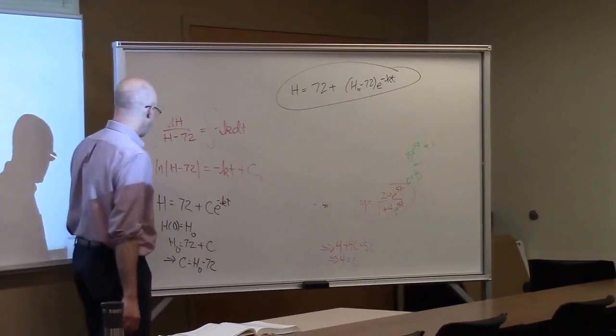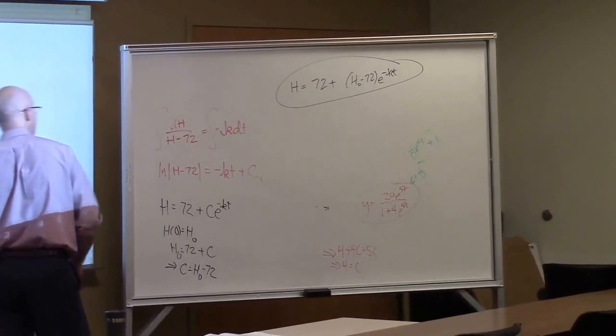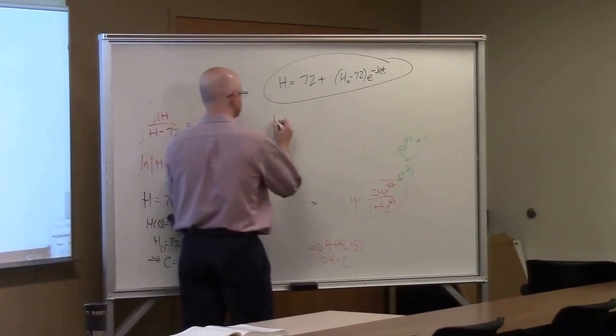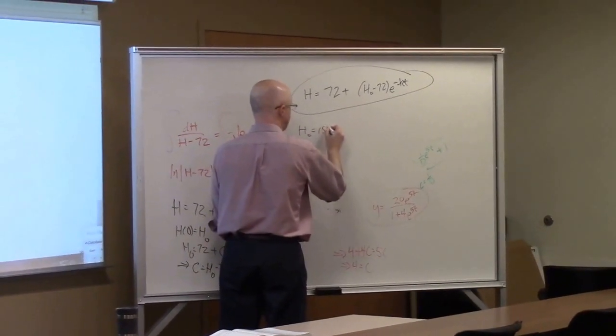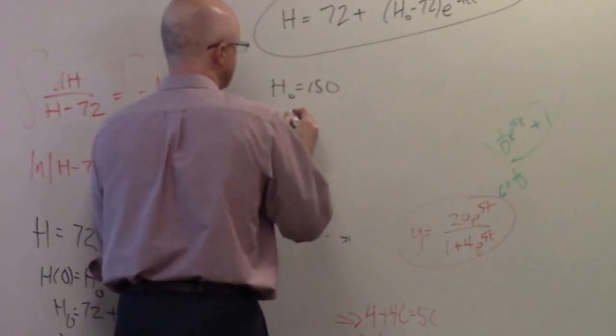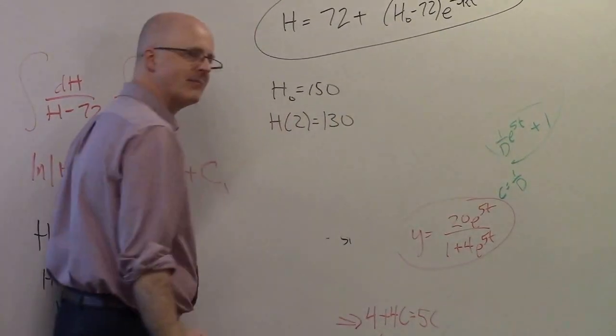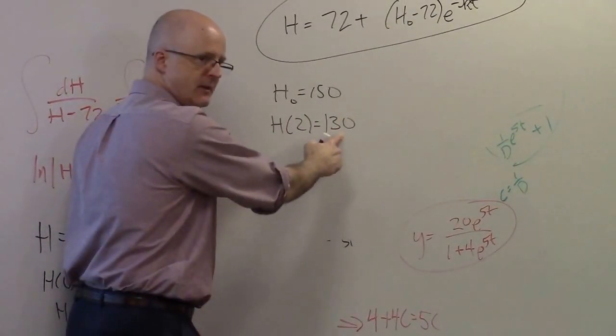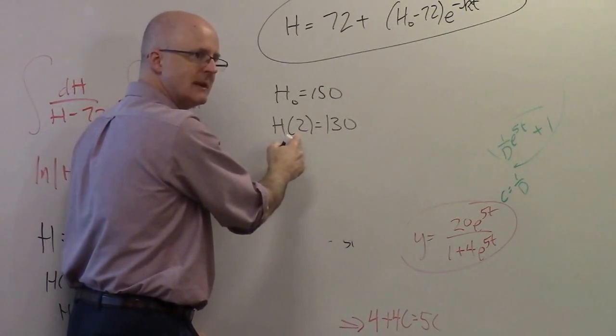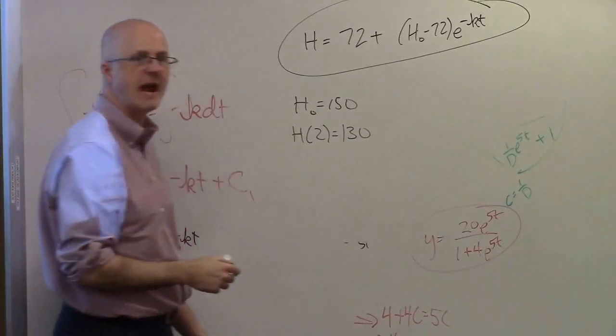You could solve for k if you were told what H0 was, for example, maybe 150, and if you were told that H of 2 was 130, meaning your temperature is 130 degrees after 2 minutes, if time is in minutes, you could solve for k.